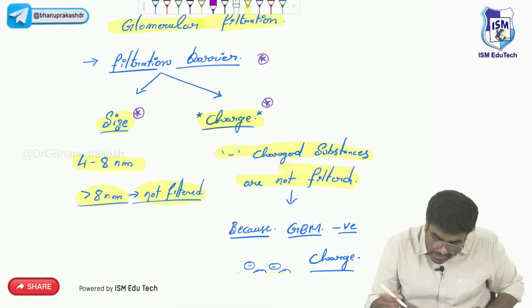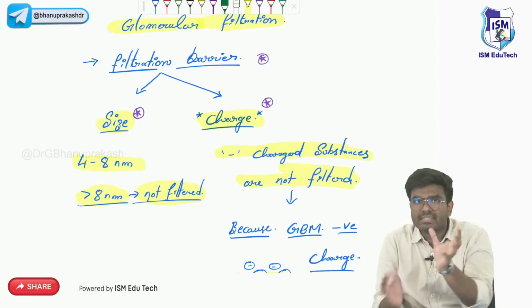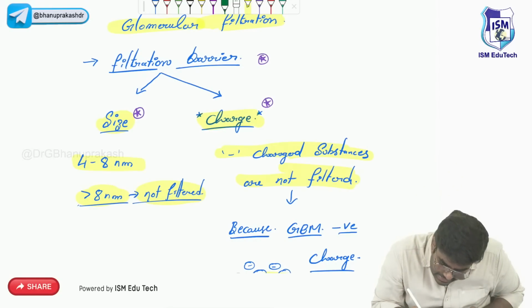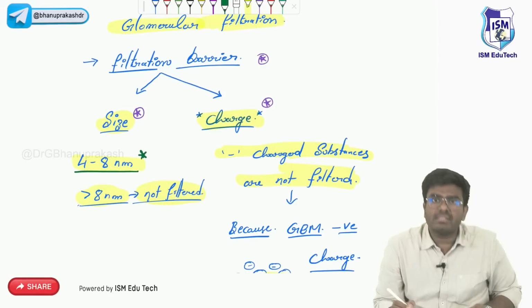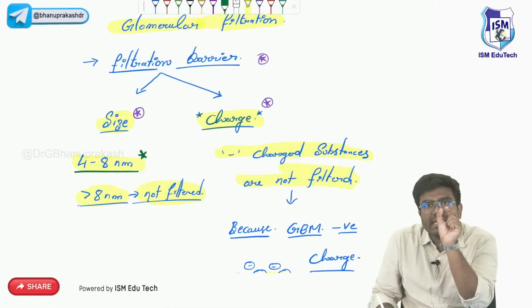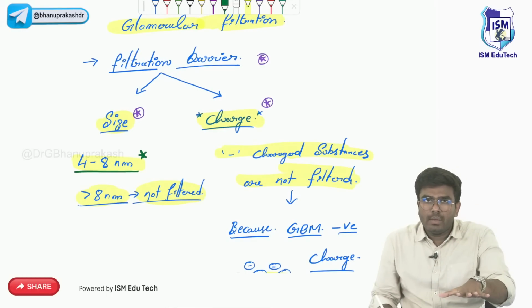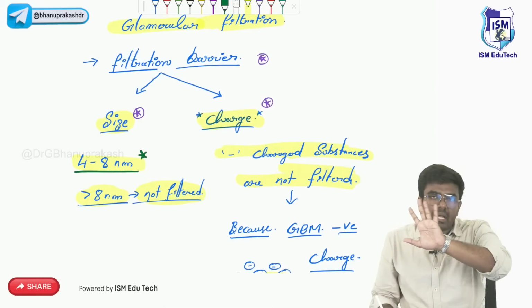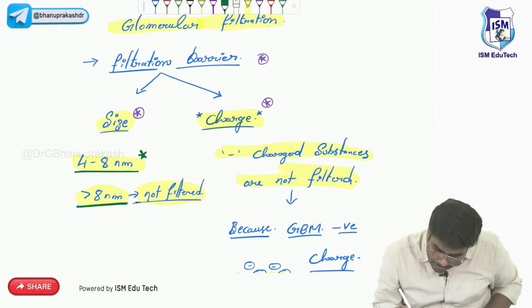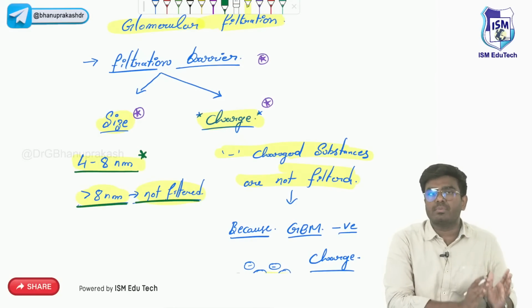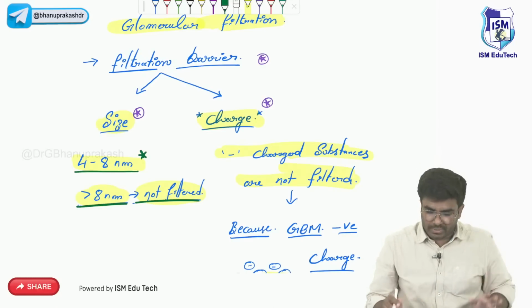Okay, so it's a size barrier, which means in the glomerulus, in the nephron, only particles of 4 to 8 nanometers or even less than that are filtered. Only this size diameter of particles is filtered. More than 8 nanometers, the particles are not going to be filtered. So it's a size barrier. It allows only certain size substances, 4 to 8 nanometers, to filter.